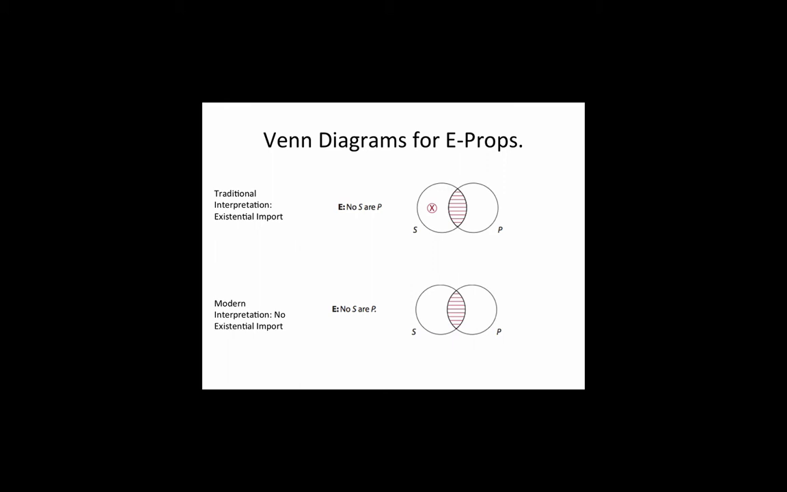What that means is that the area of overlap between S and P is empty. There's nothing there. There can't be anything there. The traditional interpretation says no S are P, and by the way, we're assuming a member of the S class. The modern interpretation says no S are P, and we don't assume a member of the S class exists.